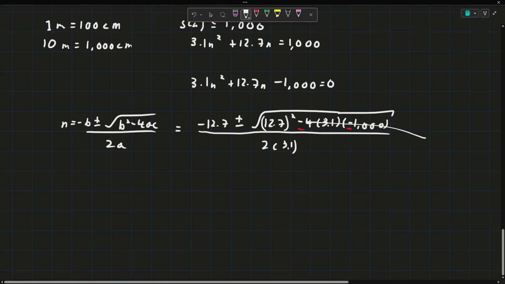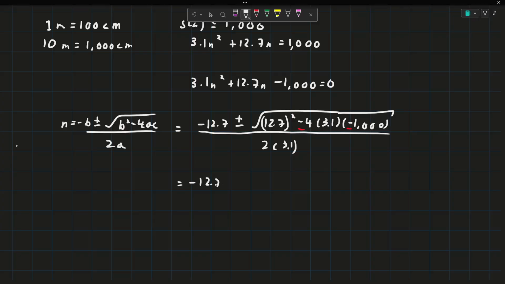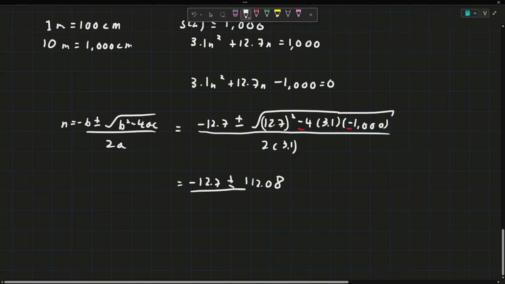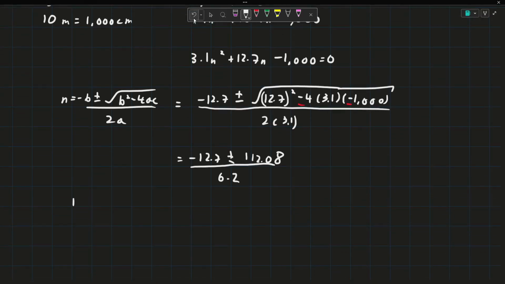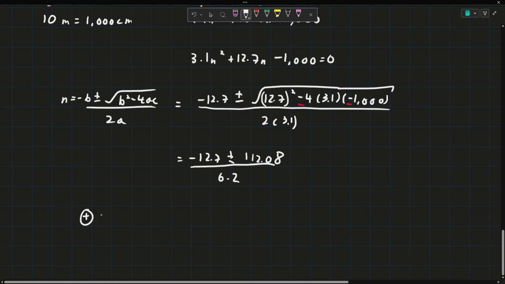But basically we can just put that into the calculator to get a rough value for what n is. So minus 12.7 plus or minus, and put that into your calculator. And you get roughly about 112.08. It doesn't have to be too exact, because remember, we're just getting a rough idea of what n is, and then we're going to figure out what the closest whole number is. So let's figure out what the positive answer will be. We're not going to need the negative answer, as you'll see now.